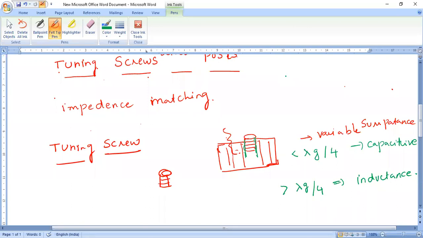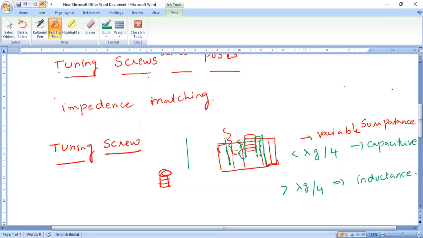In most cases, impedance matching is achieved with tuning screws by adjusting the length and position of the screw along the waveguide. We can achieve impedance matching, no doubt. But the main disadvantage of this technique is that it requires a slot. We have to insert the screw inside the waveguide, so we need to make a slot in it.